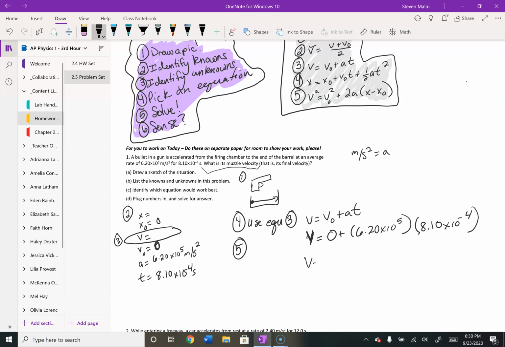And when I do that, since V is a velocity, it's going to have units of meters per second. I'm going to go ahead and type that in my calculator. And I get from my calculator a velocity of 502.2 meters per second. That sounds really fast, but that also makes sense if it's a bullet coming out of a gun. So I'm going to go with that. All right, so we're going to move on.